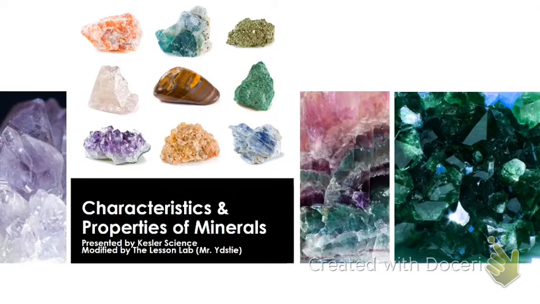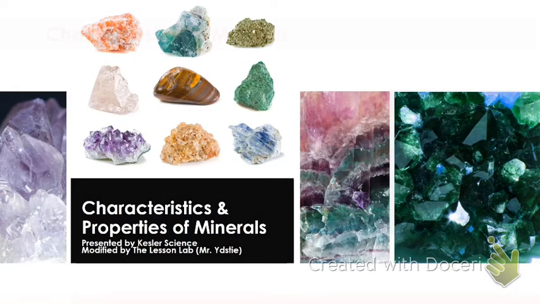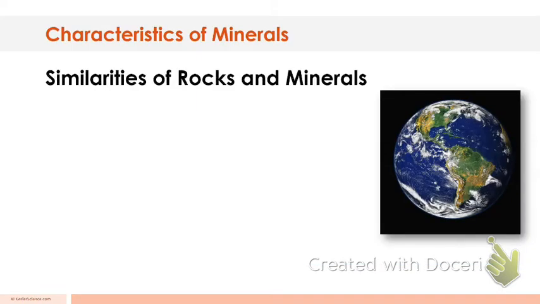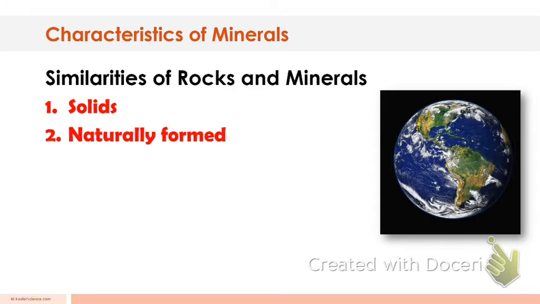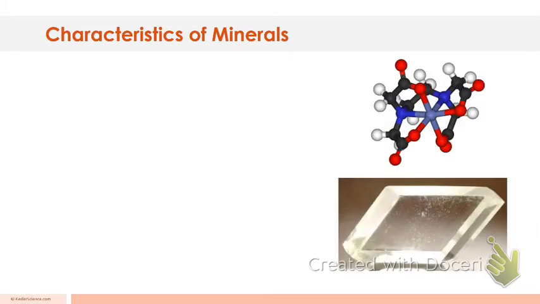Alright, so this is the characteristics and properties of minerals. Characteristics of minerals are things that minerals have in common with one another, but there's also things that rocks and minerals have in common with one another, and those would be two of the minerals' characteristics. So rocks and minerals are both solids, and they're also naturally formed. Now, all minerals have three other things in common that are not characteristics of rocks.